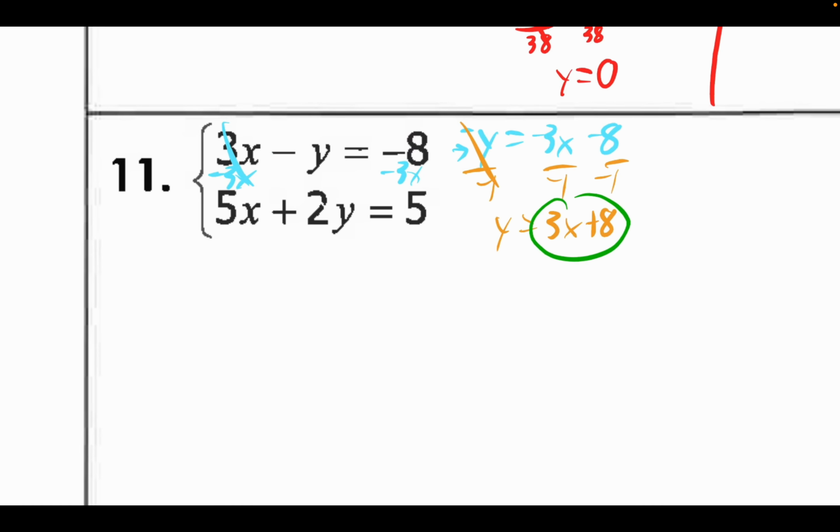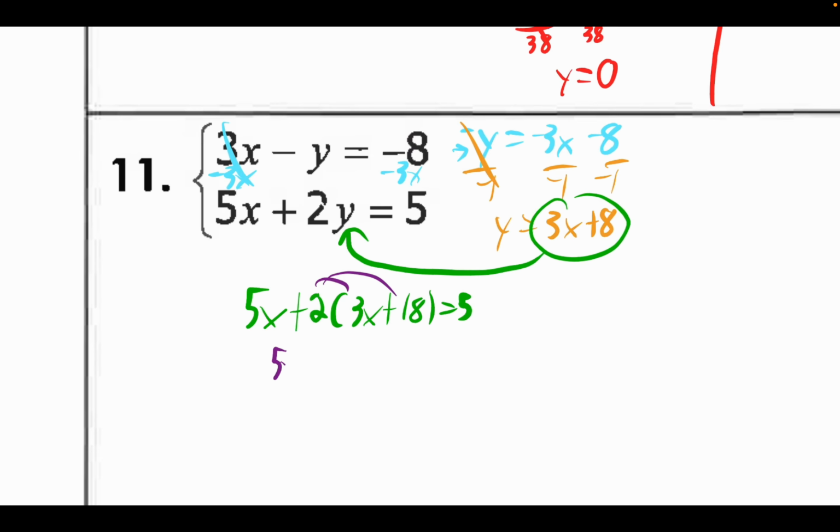Now I can take all of this and plug it into, once again, the other equation. It has to be the other equation. If you plug it into the top equation, again, the same one we were working on, you'll get a false identity, where you get an equation that's true with no variables. And we get 5x plus 2 times 3x plus 18 equals 5. So I distribute my 2, and I get 5x plus 6x plus 36 equals 5.